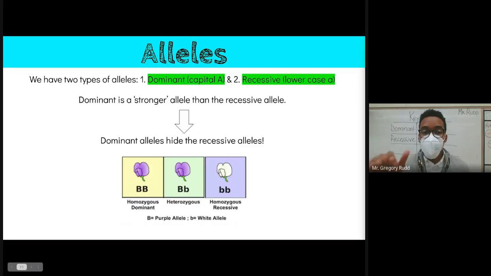Dominant alleles hide recessive alleles. That just means that if they're both present, if I've got one allele that is dominant and another that is recessive, the dominant allele is going to determine the trait. We'll talk more about that, all right? These terms are going to be a little bit confusing as we first get introduced to them, but I promise they'll make sense pretty quickly, probably by the end of today.